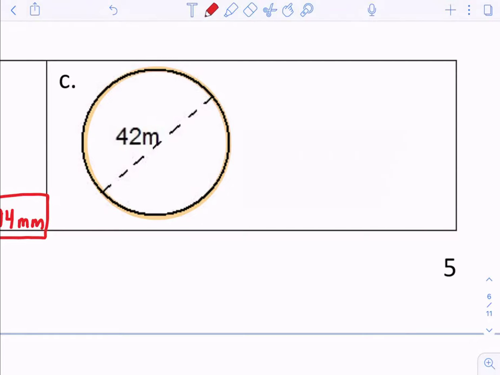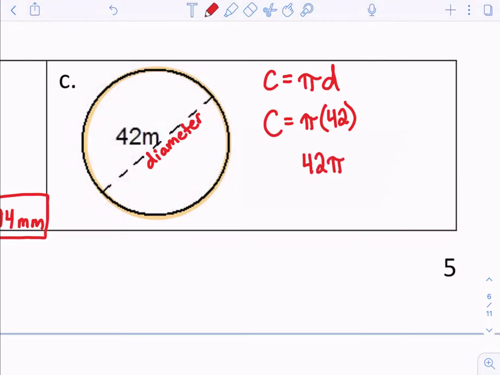So if I'm doing the circle, I'm going to use circumference. And circumference is cherry pie delicious. Good. And if you notice, they gave us the full length here. If you remember from our circle unit, this is called the diameter, since it goes all the way across and passes through the middle. So circumference equals pi times 42. Now, the problem did not ask us to round, so we're going to just leave it as 42 pi meters. So that is our answer.